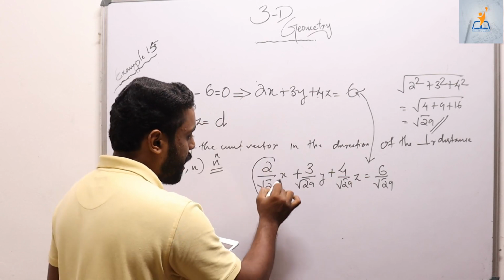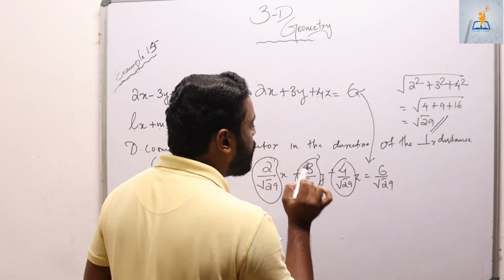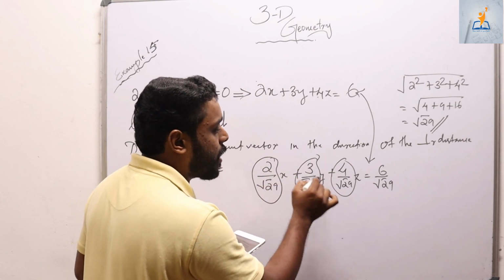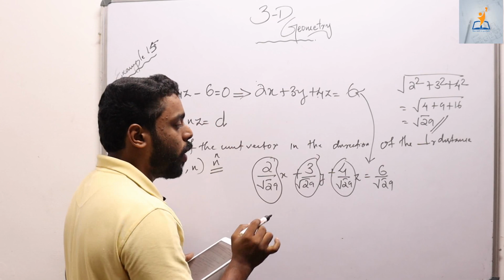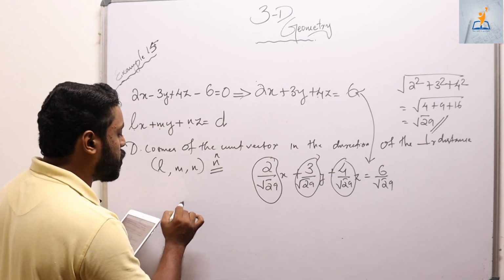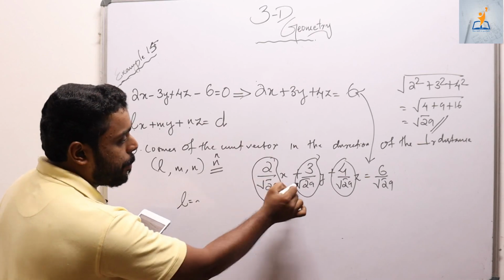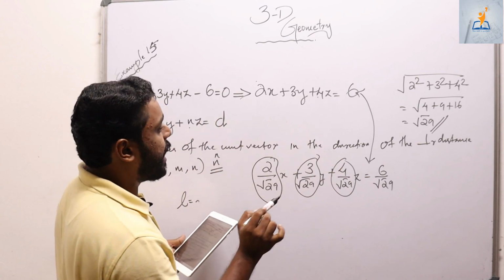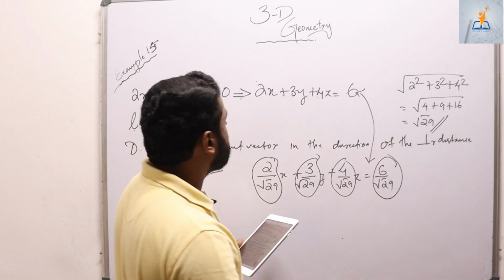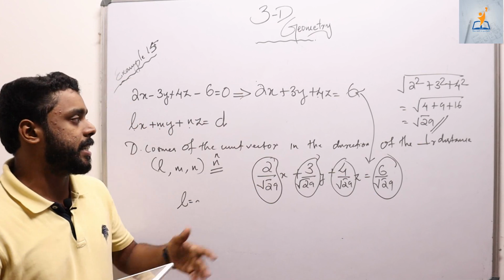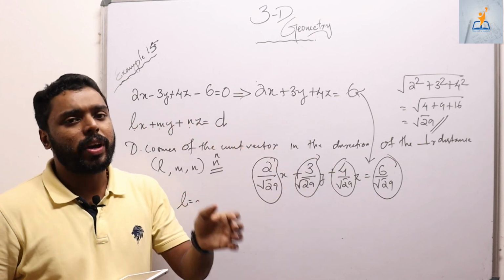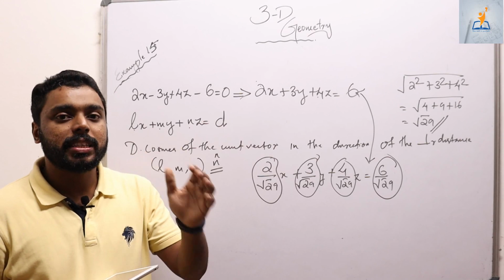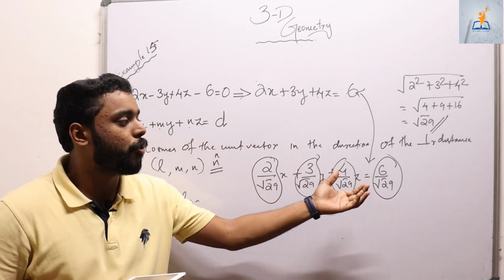But here the coefficients are nothing but the direction cosines of the unit vector, because L square plus M square plus N square equal to 1, as well as the magnitude of the corresponding vector is 1. Earlier it is not equal to 1. Therefore, we can say that the direction cosines are L equal to 2 by root 29, M equal to 3 by root 29 and N equal to 4 by root 29. And in that case, the distance is nothing but 6 by root 29. So that's example number 15. Very simple. Always remember this. Whenever we are given an equation of the plane, try to make it into the standard form. Then whatever we have obtained in the standard form will be the answer.